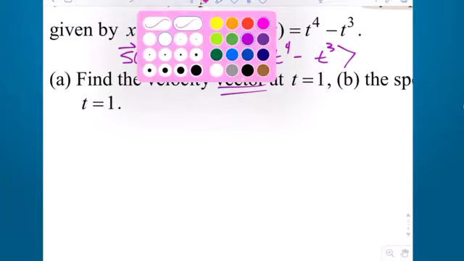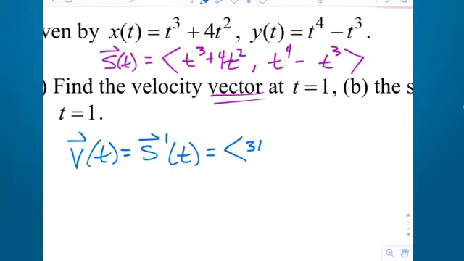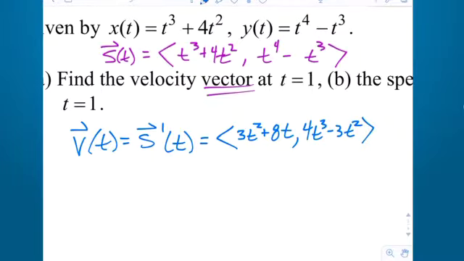All right, so how am I going to do that? Well, let's first find the velocity vector. The velocity vector, as a function of time, is just like before, the derivative of position. It always has been. The derivative of position is velocity. The only thing is, we have to do it twice, once for the x, once for the y. So what's the derivative of the x coordinate? 3t squared plus 8t, good. And then we've got 4t cubed minus 3t squared. The derivatives aren't going to be anywhere near as elaborate as they were when we were studying derivative rules. So there is your velocity vector function.